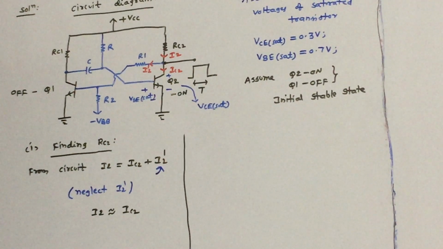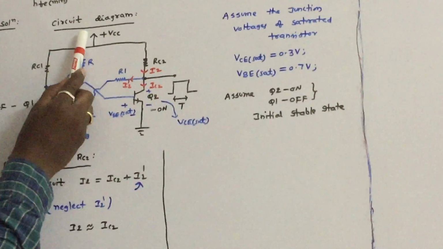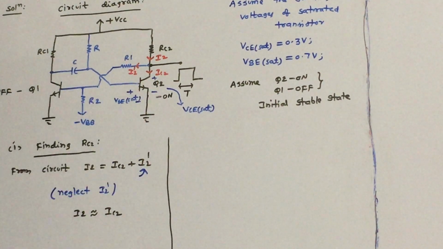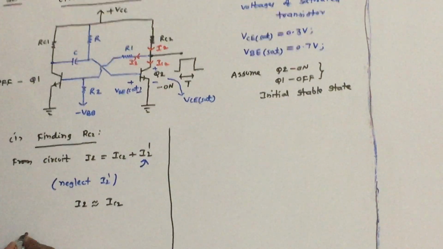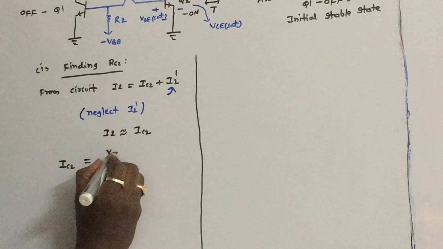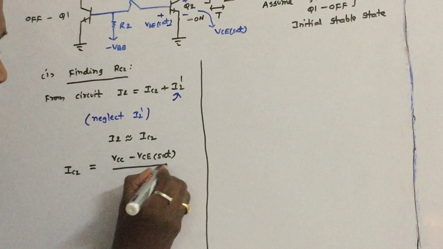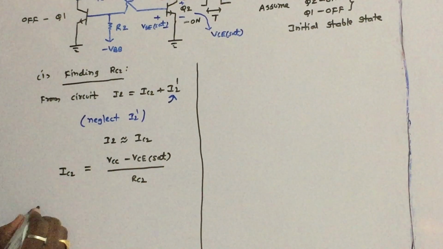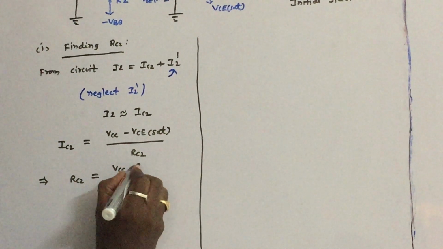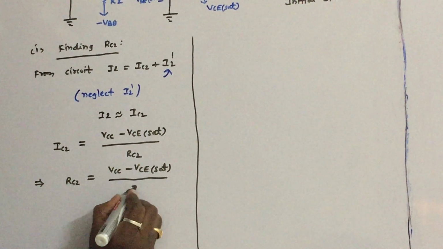So what is the simple formula for finding RC2? VCC minus VCE saturation divided by RC2 is equal to IC2. Use the simple network knowledge. From the circuit, IC2 is VCC minus VCE saturation by RC2, from which we can easily calculate RC2. RC2 is equal to VCC minus VCE saturation by IC2.